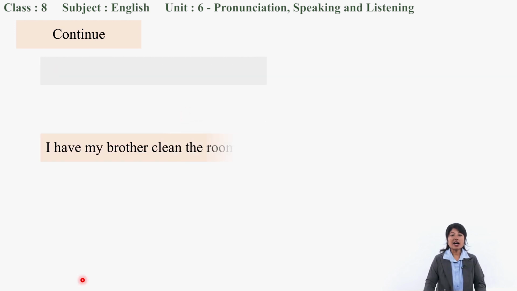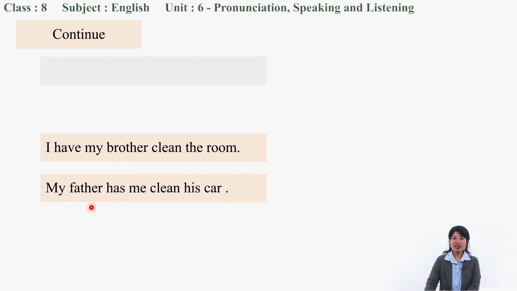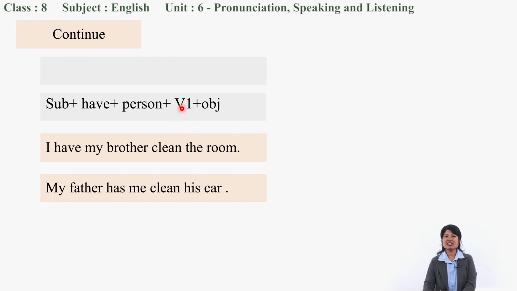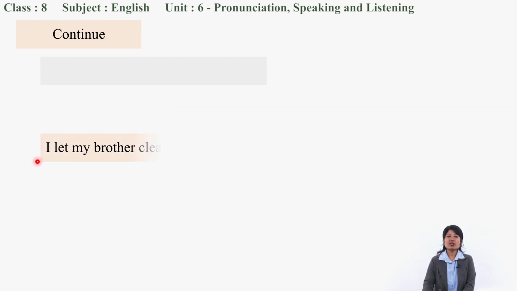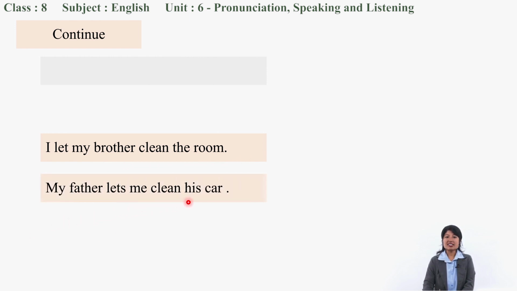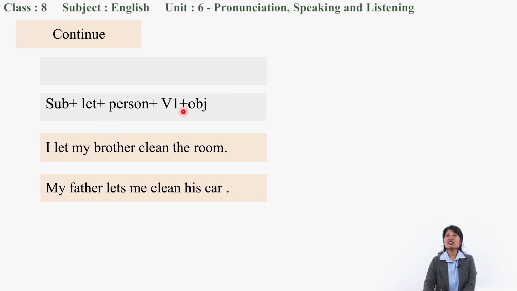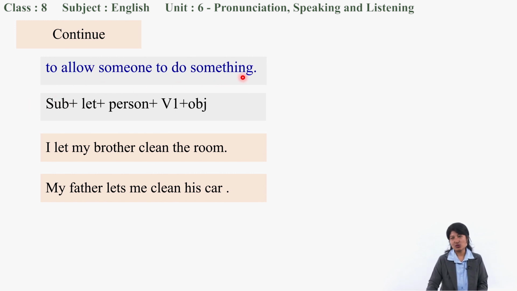Then I have my brother clean the room. My father has me clean his car. So the structure is subject, have, person, first form of the verb and object. It has a meaning to assign someone to do something. Okay, and then next one is I let my brother clean the room. My father lets me clean his car. The structure is subject, let, person, first form of the verb and then object. So it creates meaning to allow someone to do something.